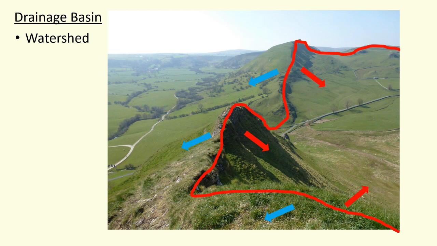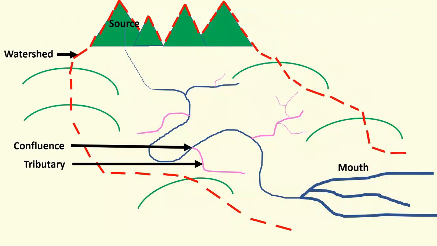Okay. The other side, if the rainfall was to fall on the left of the hill, would go into a different drainage basin, and that's shown using blue arrows. The red line that's following the tops of the hills is called a watershed. It is an imaginary line, and it's just to show the different drainage basins.